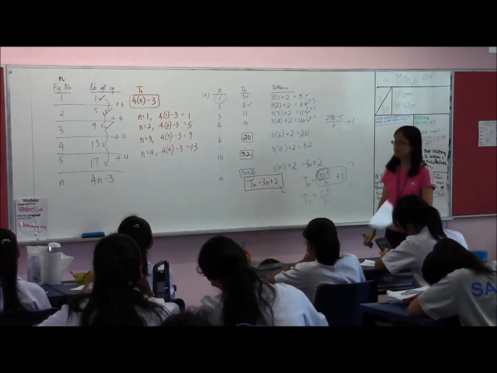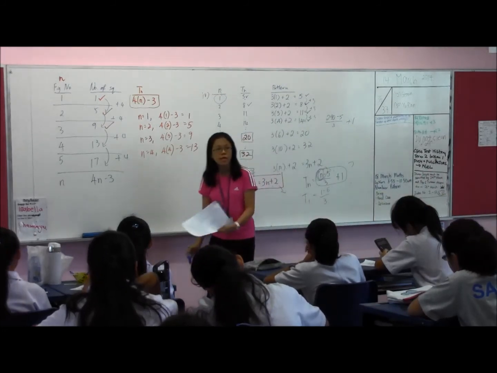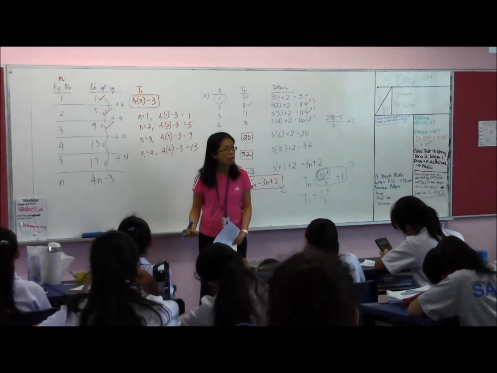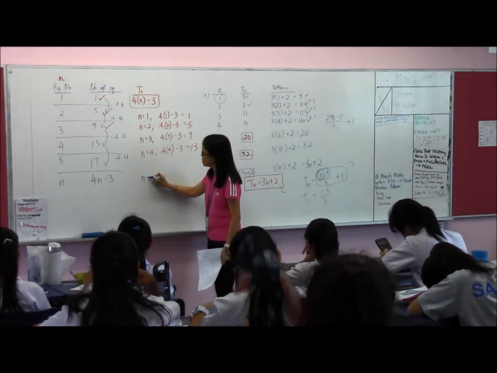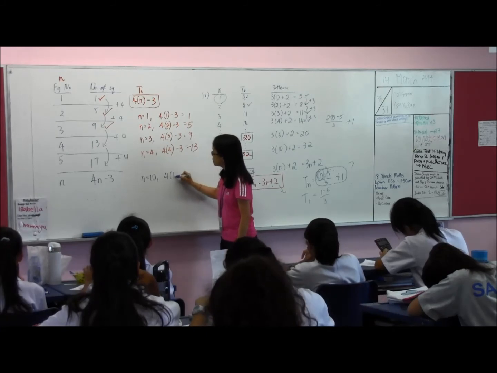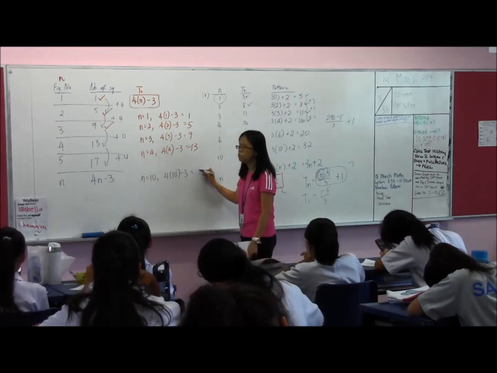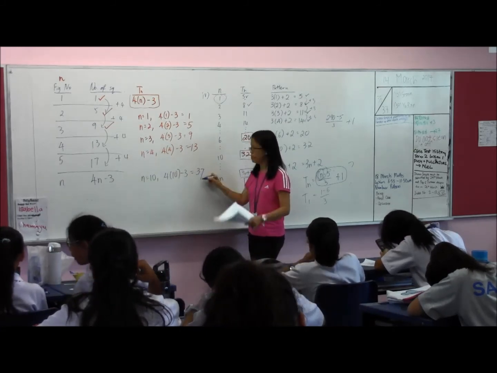How many squares are there in figure 10? Figure 10 means n will take the value of 10. So n is 10. 4 times 10 minus 3 will give you 37.